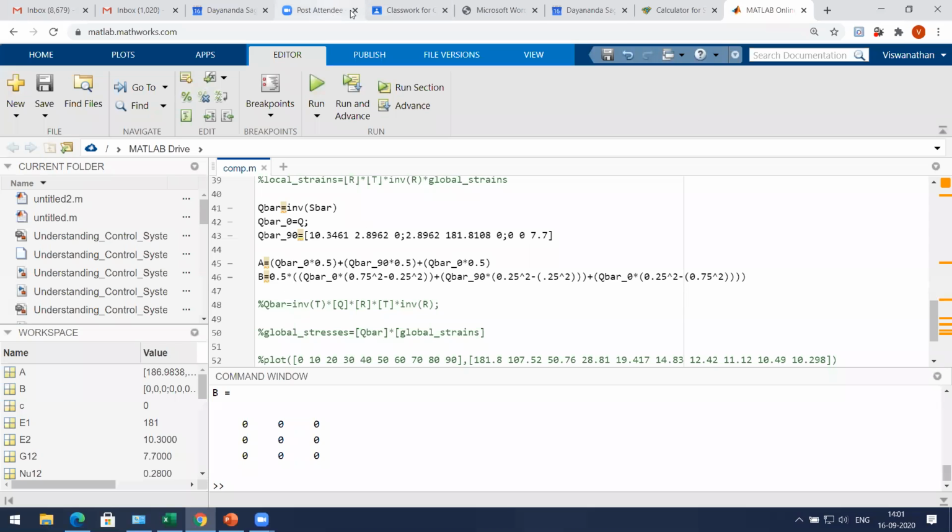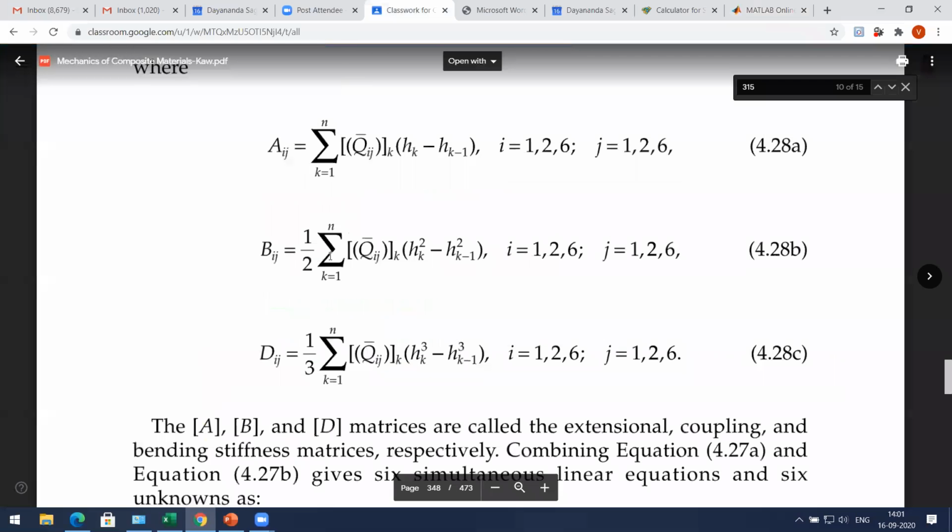Okay, so this is the formula for the B matrix. This is what we have implemented: 1 by 2 into the summation of all the transformed reduced stiffness matrices multiplied by hk square minus hk minus 1 square.